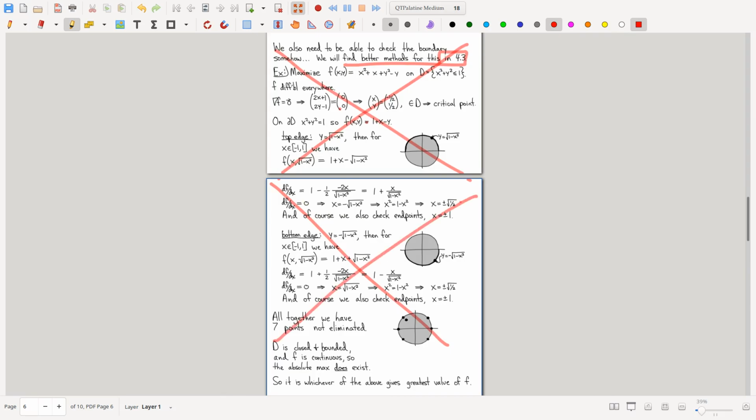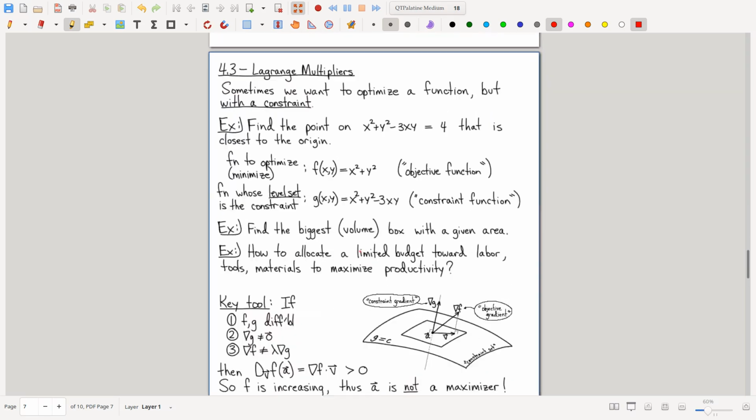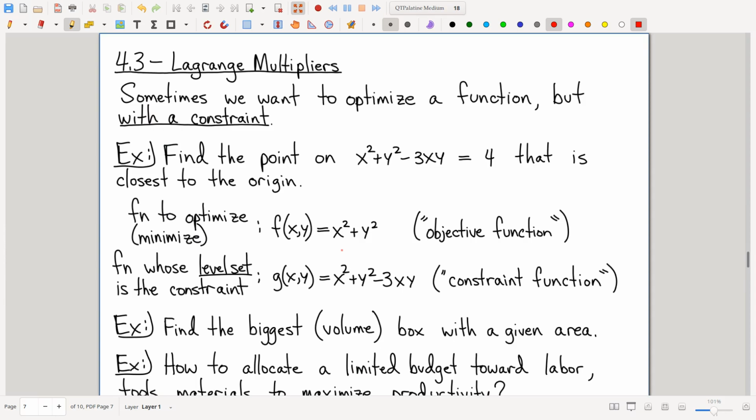Let's get all of it here. Look how much effort this sort of brute force method is. It's not pleasant. There's a tremendous amount of work to do, and it would be really nice if we had a different way to deal with boundaries. And that's what we're going to see in the next section here on Lagrange multipliers. Okay, so on to 4.3.